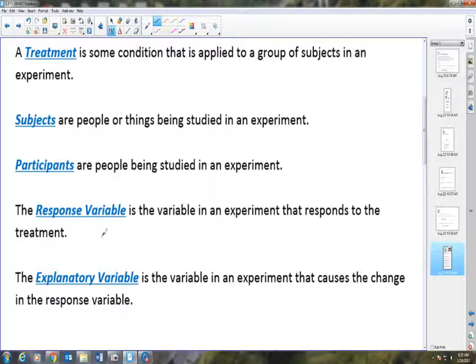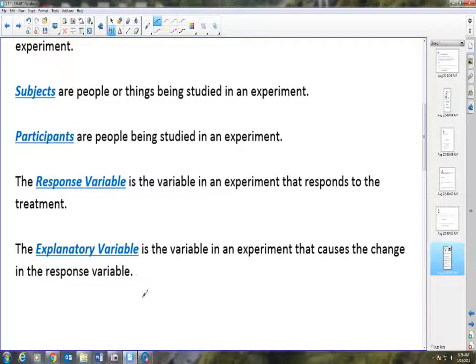So that means this particular drug we have, trying to help people quit smoking, okay, response variable is a variable in an experiment that responds to the treatment. So that means the subjects or the participants trying to quit smoking actually respond to the medicine. So they probably don't have as much desire to smoke once they take that particular medication. All right, explanatory variable is the variable in an experiment that causes the change in the response variable. It's a variable in the experiment that causes the change in the response variable.